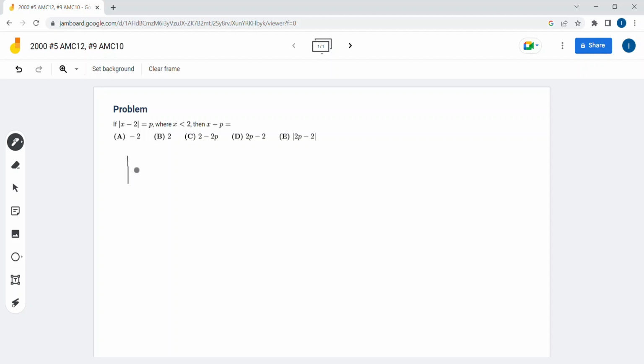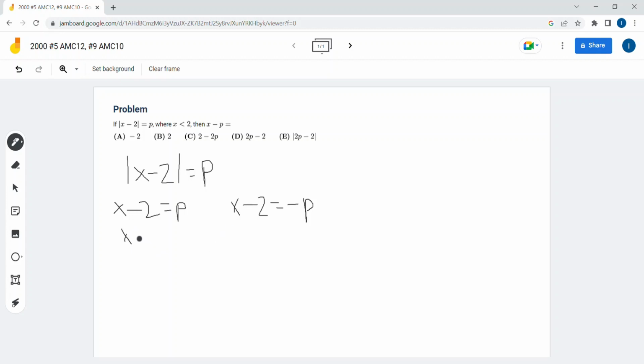We know that the absolute value of x minus 2 is equal to p, and we want to find what the value of x minus p is. So in order to solve this equation, since it's absolute value, we know that x minus 2 is equal to positive p, or x minus 2 is equal to negative p. We know that because of the absolute value sign.